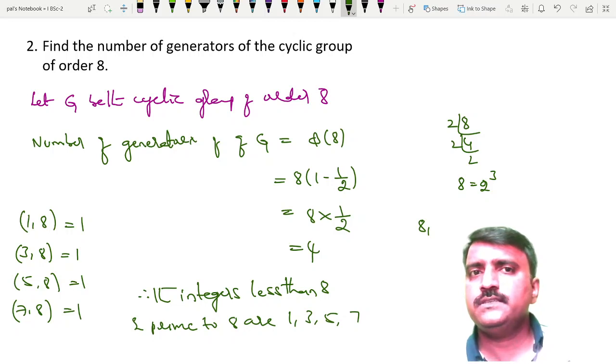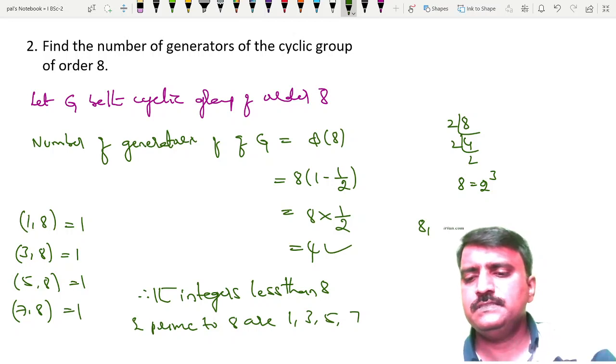How many integers are there here? 4 integers. We already found that one. We already know there are 4 integers: 1, 3, 5, 7.